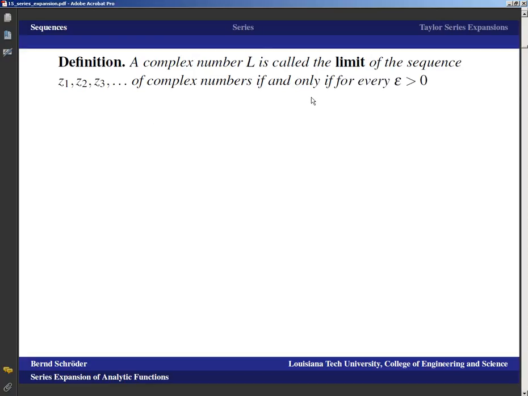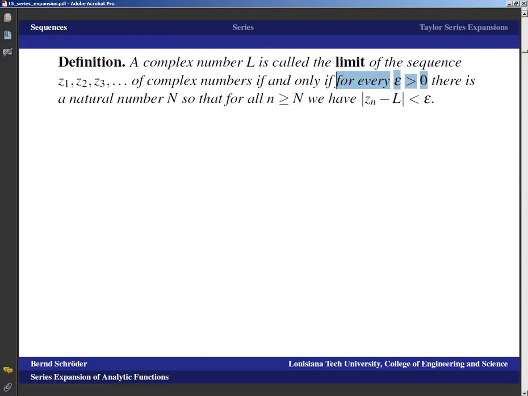And L is the limit if and only if, for every epsilon greater than 0, there is a natural number N, so that for all n greater or equal to capital N, we have that |Zn minus L| is smaller than epsilon. Think back to the definition of the limit of a function. It was the same kind of situation. We were talking about every epsilon greater than 0, and for every epsilon greater than 0, there had to be a threshold, which in this case was delta, because the inputs were complex numbers.